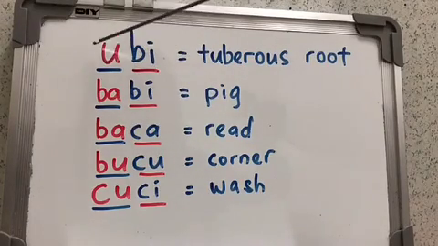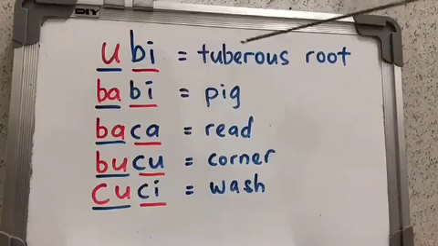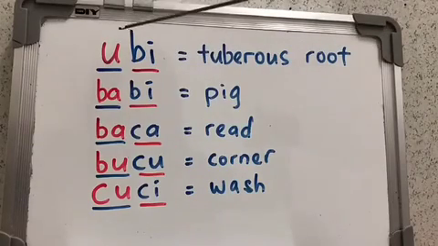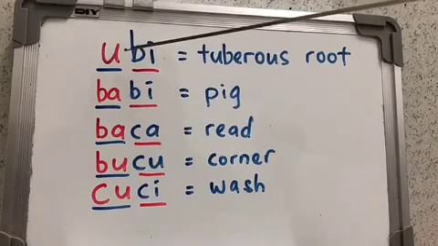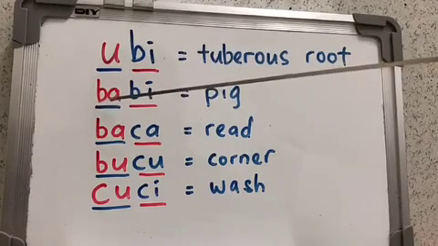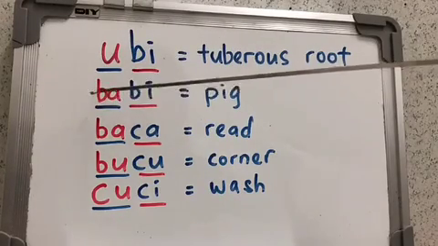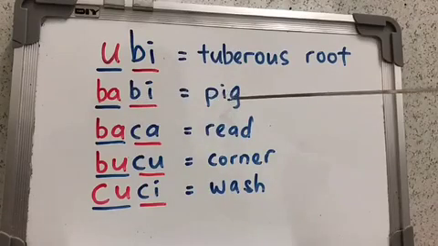U, B I bi, ubi. Tuberous root. Ubi kentang is potato. Ubi keledek is sweet potato. B A ba, B I bi, babi, pig.